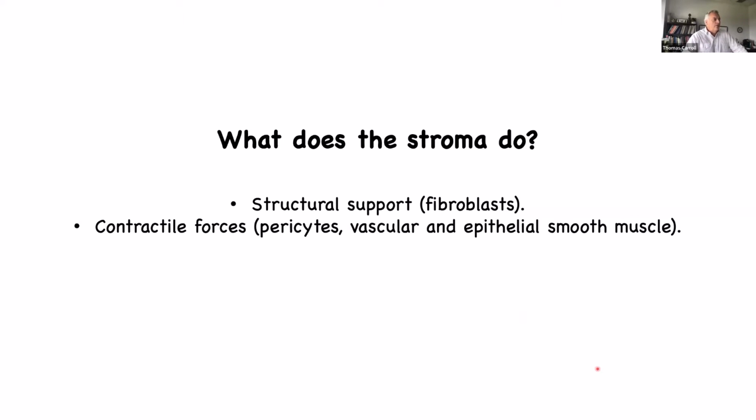The stroma is also necessary for the contractile forces that you see in the kidney. The pericytes and the vascular and epithelial smooth muscle all have contractility properties that are used to regulate blood pressure or to expel urine through the collecting duct system and out the ureter so that it gets passage into the bladder. The stroma also has all of the endocrine function of the kidney, in that it produces EPO and renin. This is really done by specialized mural cells within the kidney.